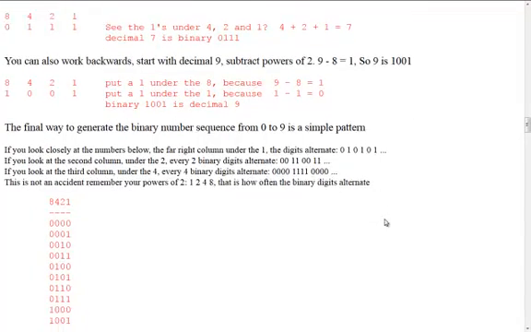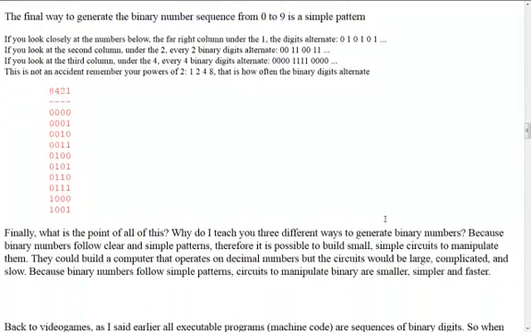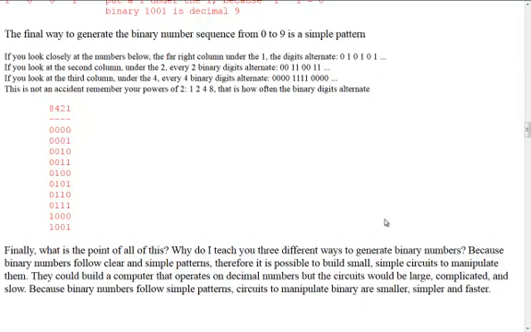The final way to generate the binary sequence from 0 to 9 is a simple pattern. If you look closely at the numbers below, the far right column, under the 1, the digits alternate, 0, 1, 0, 1, 0, 1. If you look at the second column, under the 2, every 2 binary digits alternate, 0, 0, 1, 1, 0, 0, 1, 1. If you look at the third column, under the 4, every 4 binary digits alternate. This is not an accident. Remember your powers of 2. 1, 2, 4, 8. This is how often the binary digits alternate. In the first column, they alternate every digit.